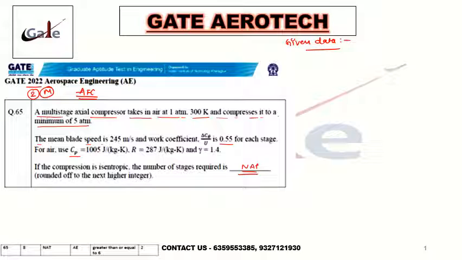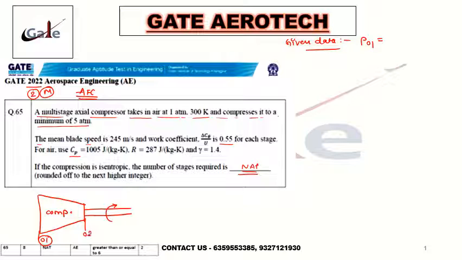Given data: this was the multi-stage axial flow compressor, and we have the stagnation pressure at the entry. Let me draw the diagram of the compressor and mark the station numbers. In this kind of compressor, the area decreases in the flow direction, and it is connected to a shaft that rotates with the help of a turbine. So this is your axial flow compressor. Station number 1 is at the entry and station number 2 is at the exit, so depending on that we will mark the station numbers.